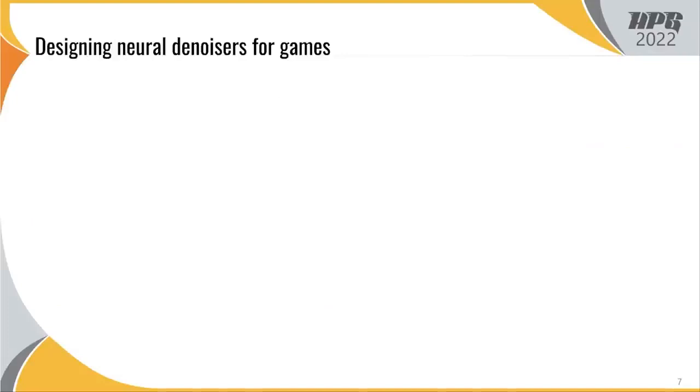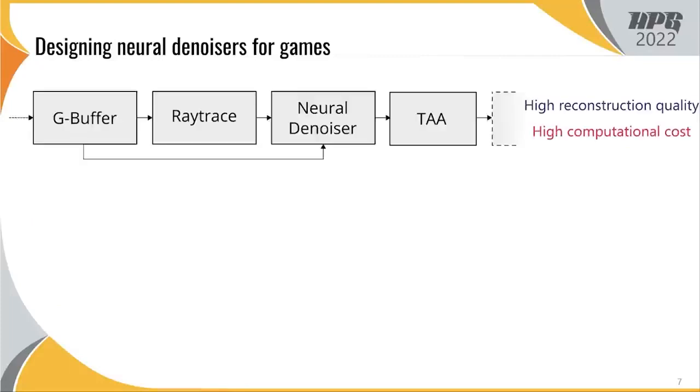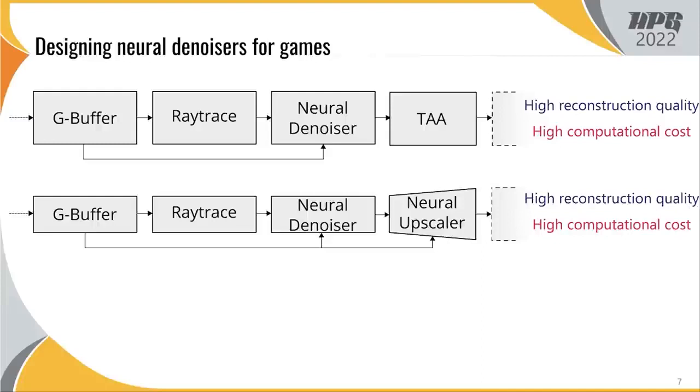Designing a neural denoiser for games can be challenging because we want both real-time performance and good reconstruction quality. If we use a neural denoiser at the native resolution, we would get a high reconstruction quality, but with high computational cost. We could use a neural upscaler with the neural denoiser. This would reduce the shading cost, and we would get a high reconstruction quality, but chaining two neural reconstruction techniques can be very expensive and not practical in most scenarios.